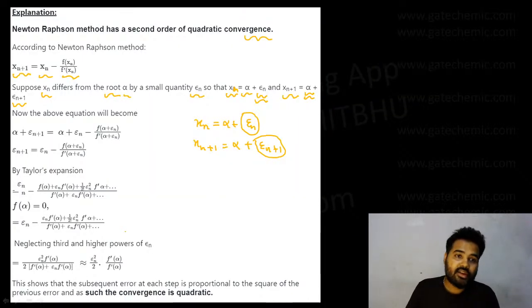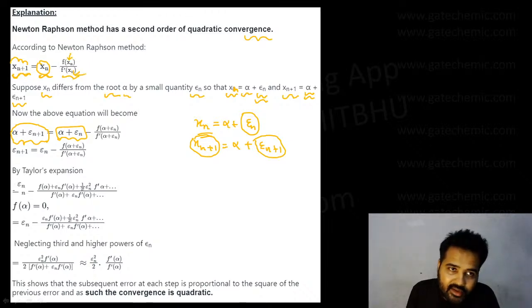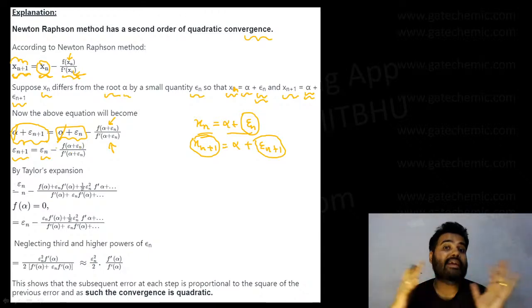Okay, now see, the above equation will become, now I am going to put the x_{n+1} and x_n values here. Now you can see it's alpha plus epsilon_{n+1}, and alpha plus epsilon_n is your x_n, and this whole is your x_{n+1}, and this is your formula, x_{n+1} equals x_n minus f(x_n) upon f'(x_n). So in place of this x_n and this x_n, I can write alpha plus epsilon_n. See, same here, very easy. Alpha alpha cancelled, so epsilon_{n+1} equals epsilon_n minus this value. That means we got the relationship between errors.